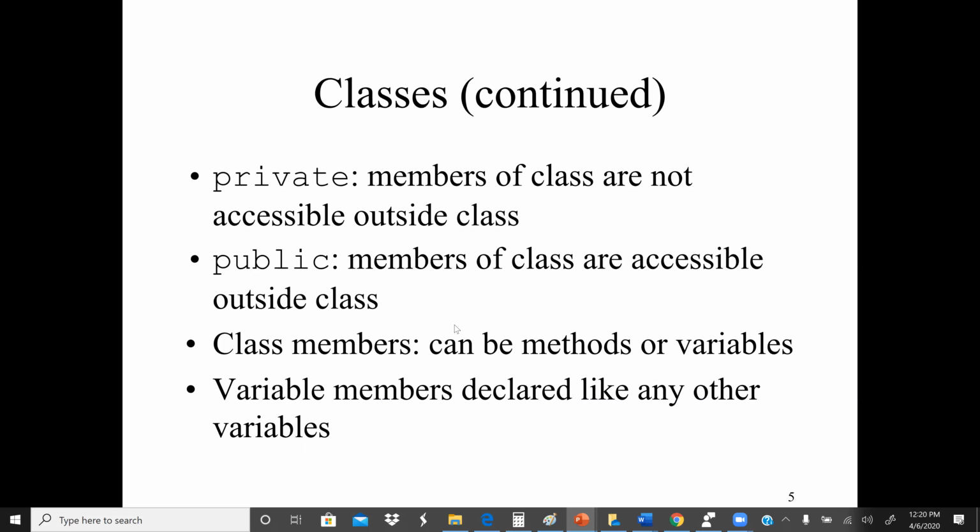As we said, a class consists of two items: the characteristics of the class and the behavior of the class, which are the variables or data, and then the methods are the behavior. And variable members are declared like any other variable.